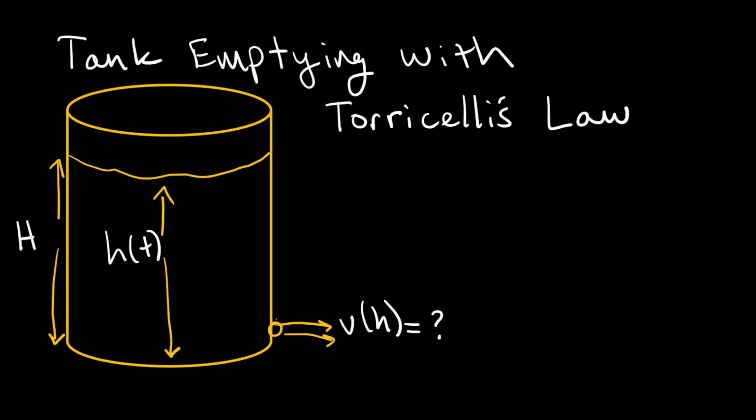Hello everyone, in this video we're going to look at a tank emptying problem where you have a tank that's filled up to a height h with some liquid and it has a leak at the bottom, and this leak has some velocity v sub h that we don't know just yet, but we're going to try to figure that out using what's called Torricelli's law.